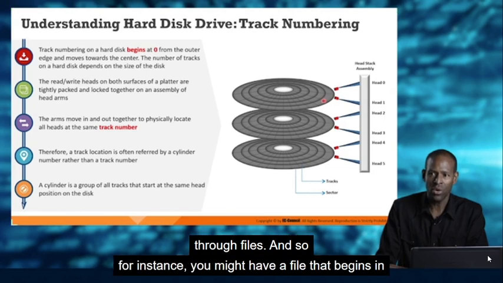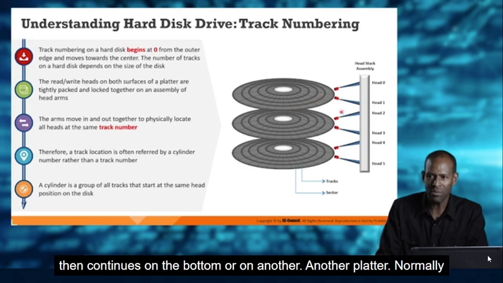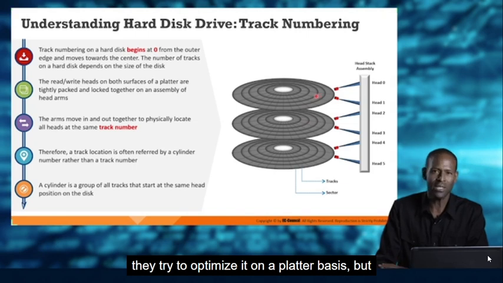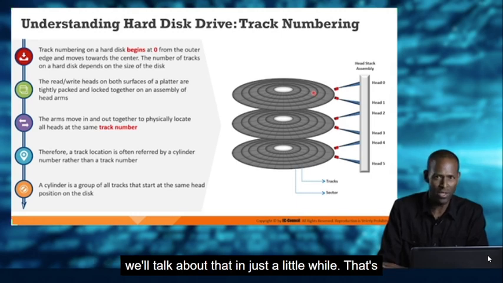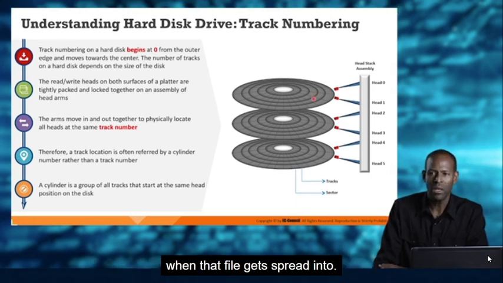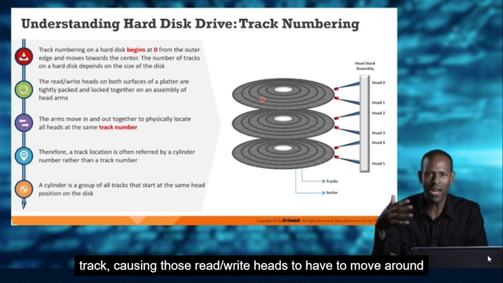And so, for instance, you may have a file that begins in this sector and reads all the way to this sector and then continues on the bottom or on another platter. Normally, they try to optimize it on a platter basis, but you never know. And when we talk about fragmentation, and we'll talk about that in just a little while, that's when that file gets spread into multiple locations rather than staying on a single track, causing those read-write heads to have to move around a lot more.